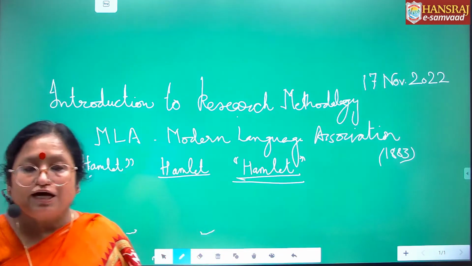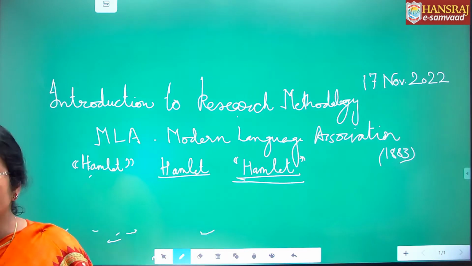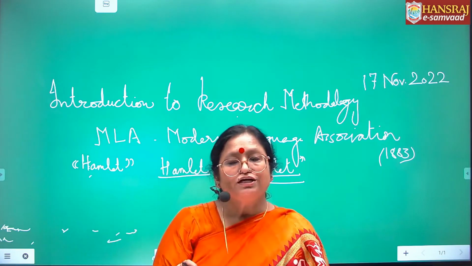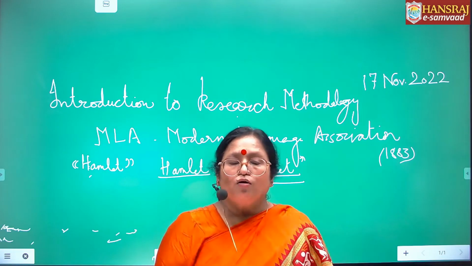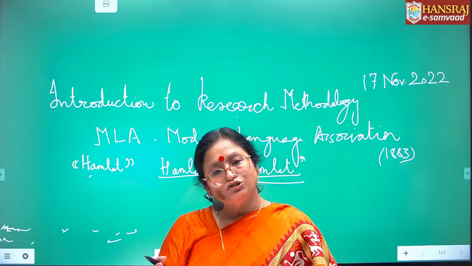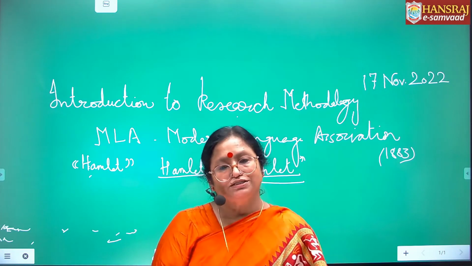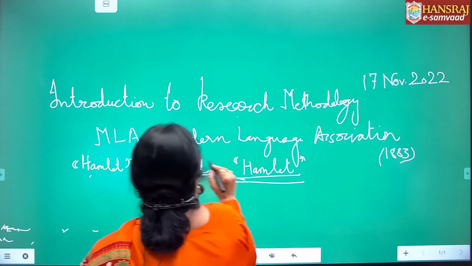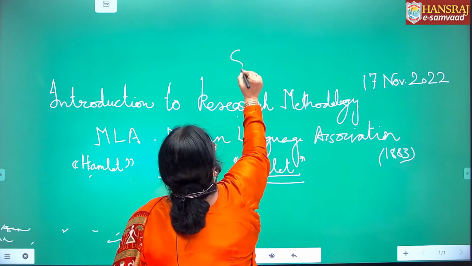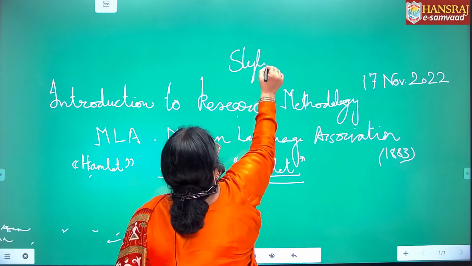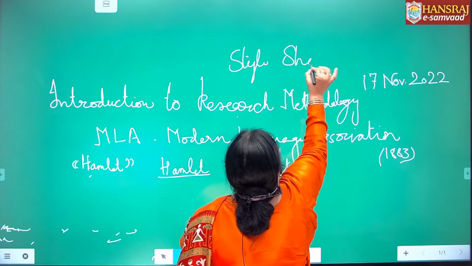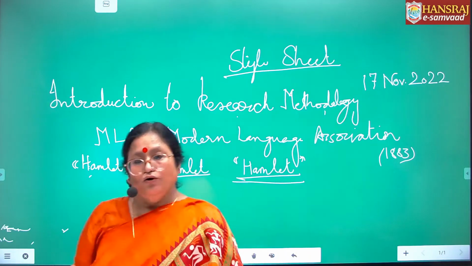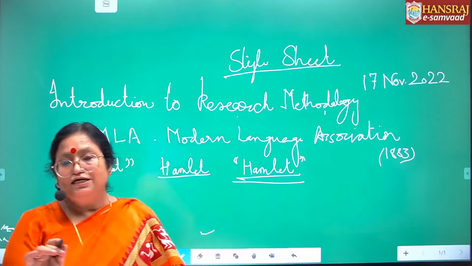But when it comes into print, there are certain rules and regulations which we need to follow. And what are those rules and regulations? They are commonly agreed upon by the scholars, researchers, publishers, and editors. The first publication of the MLA handbook is known as Style Sheet. This was the first document that came out where these rules were laid down.